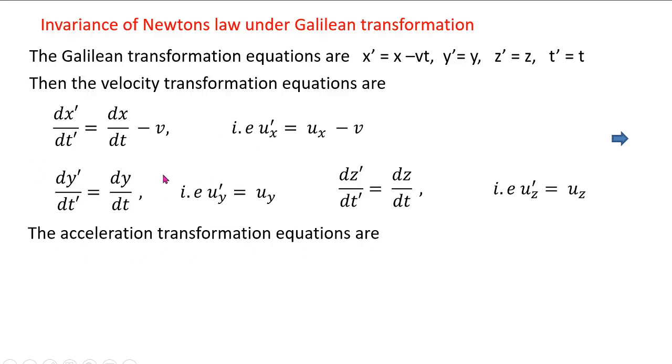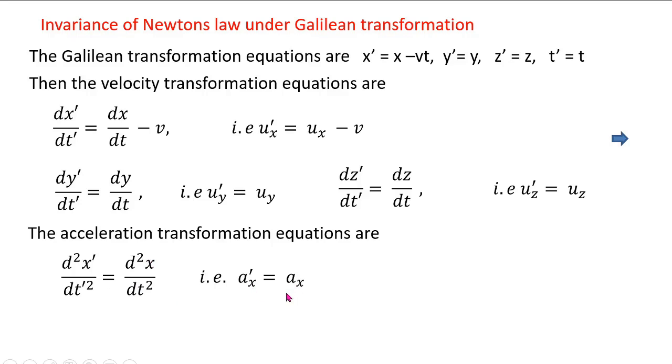Then the acceleration transformation equation. From these velocity transformation equations, we obtain the acceleration transformation equations. Differentiate the three velocity components with respect to time again. First, differentiating with respect to t dash, d square x dash upon dt dash square is equal to d square x upon dt square, because v is constant and its derivative with respect to t is 0. That is, there is no change in the x component of acceleration.